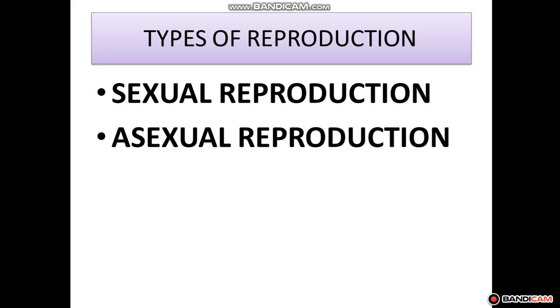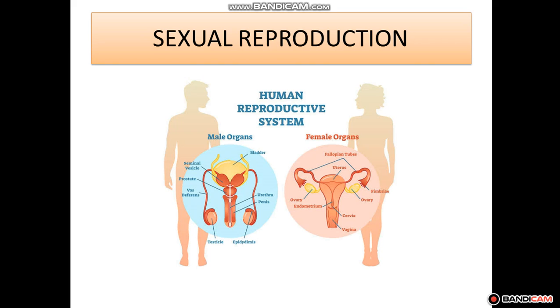Okay, students, so first we will study in detail about sexual reproduction. Students, most of the animals reproduce by sexual reproduction. As I told you, in sexual reproduction two parents are involved. Here you can see in the picture, one is the female and the second one is the male. They have different reproductive organs. The adult male produces male gametes called sperm, and the adult female produces the female gamete, that is ovum or egg.